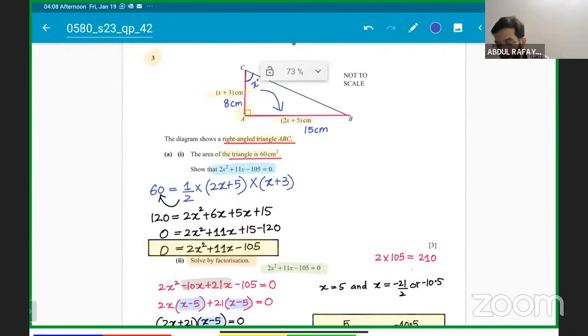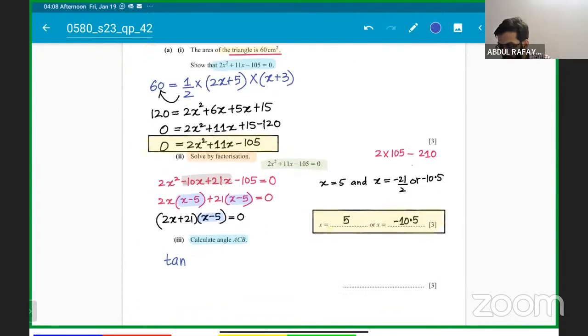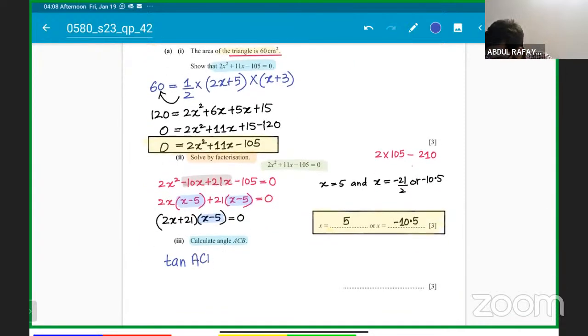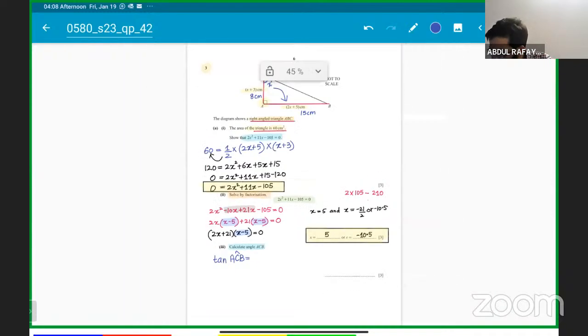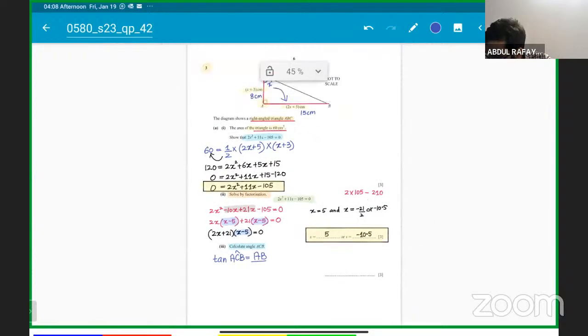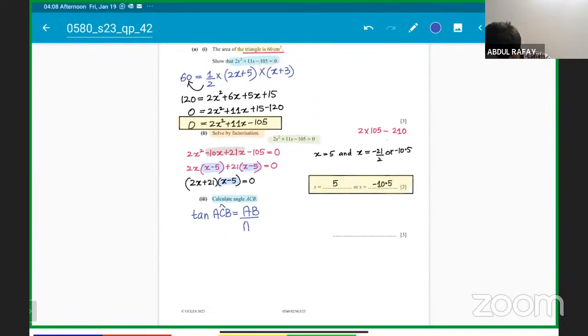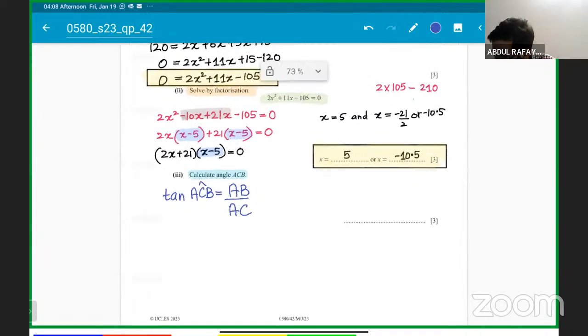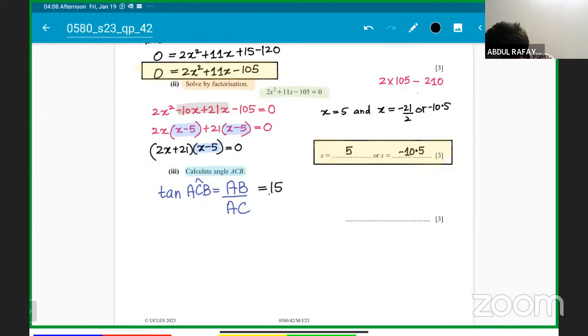First up, you can work it out on the diagram with your pencil for your own comfort, for your own easiness. You can do it on the picture as well, but write it down here that you're going to apply tan angle ACB equals opposite over adjacent. Opposite is AB, divided by the adjacent, that is AC. You must tell the examiner that AB is 15 and AC is 8. Now you find the angle ACB. Simple. Tan inverse of 15 divided by 8 is what? Make sure it's in degrees, students.